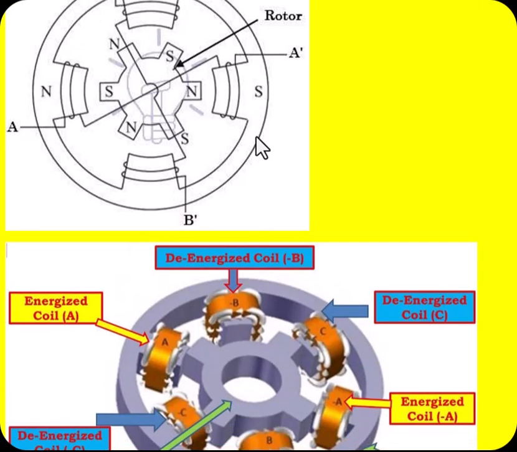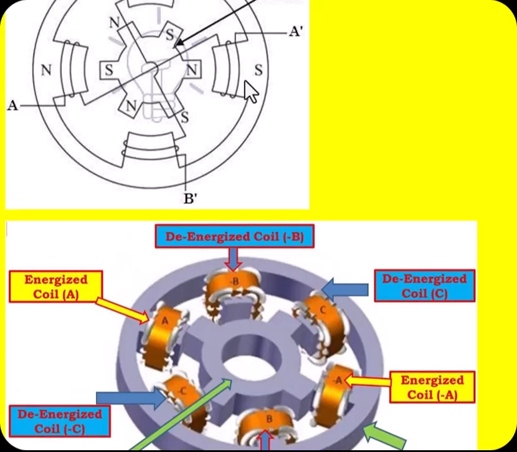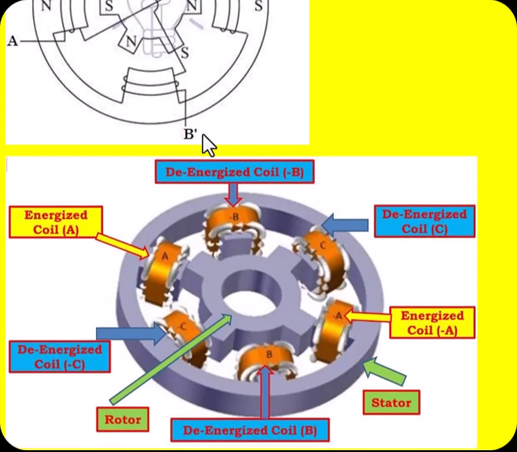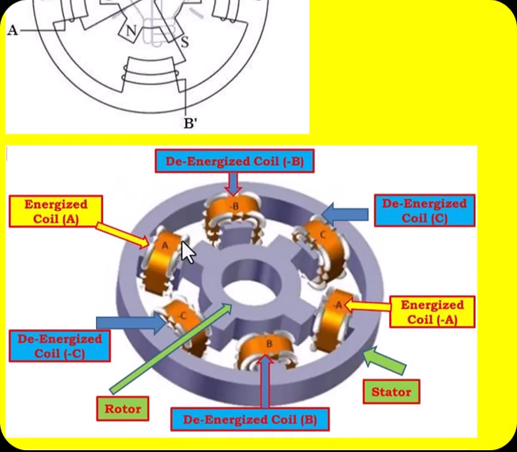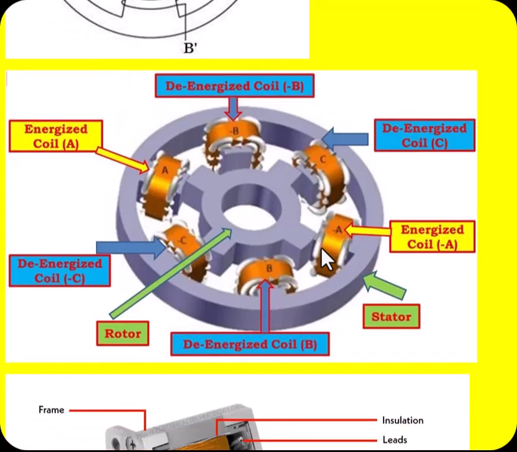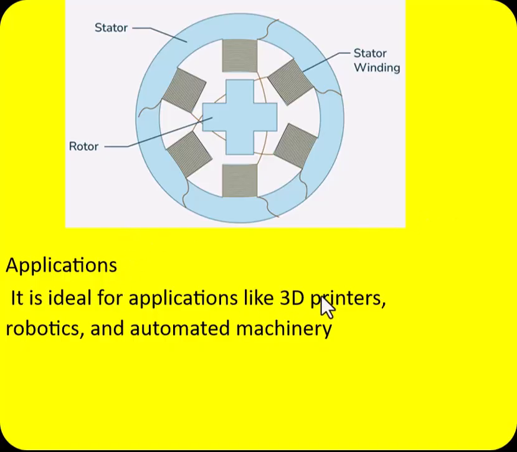For getting the continuous change of magnets on the stator, only one coil should be switched on first, and next another coil should be switched on, whereas the previous one should be de-energized. Next, the second coil should be de-energized, and then the third coil will be energized, so that the poles will change and the rotor will follow the stator poles and make its rotation continuous. And its applications are like 3D printers, robotics, automated machinery, etc.